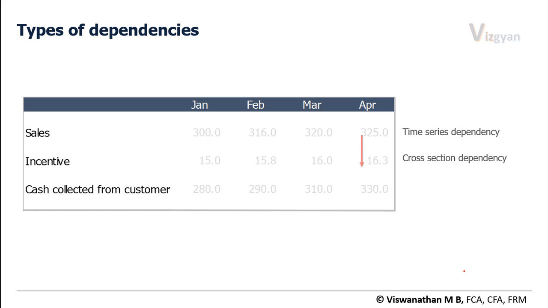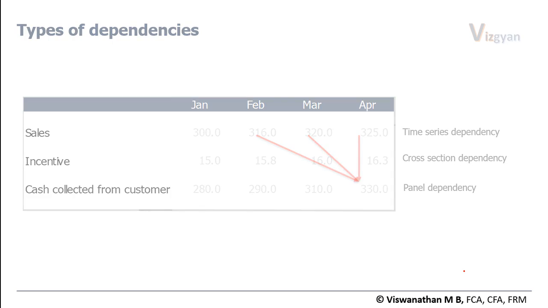Finally, when it comes to the amount of cash we collect from customers, the cash that we collect can be from sales of many periods in the past. This is an example of panel dependency. Now the question is, how do I know whether a particular data is independent or dependent? If it's dependent, then what sort of dependency? How do we figure these things out?